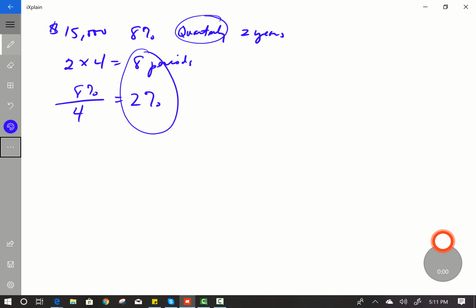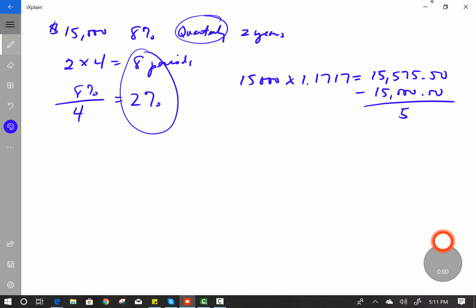And that would be $15,000 times 1.1717, and that equals a compounded amount, or the future value, of $15,575.50. I'm going to subtract out the amount of the initial investment of $15,000, and that gives us interest of $575.50.